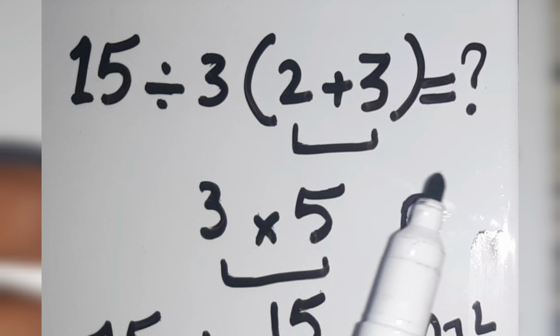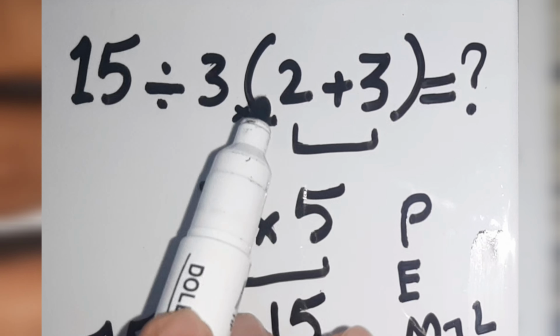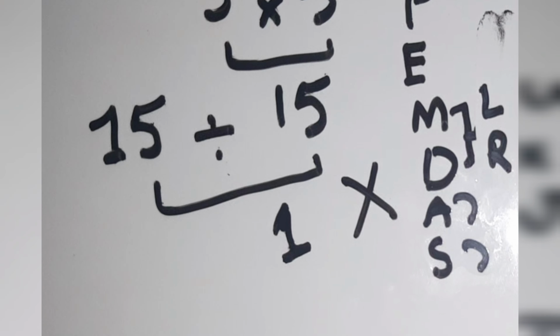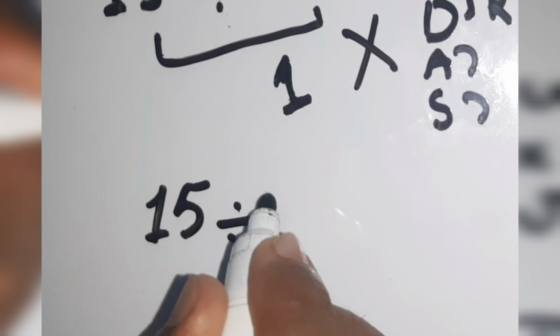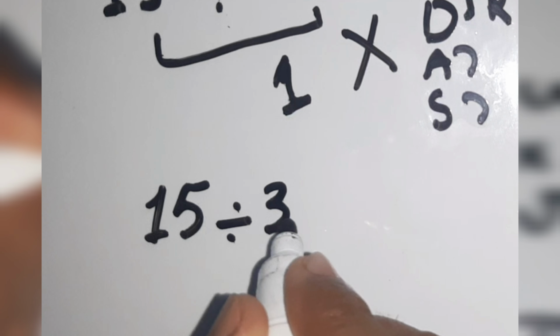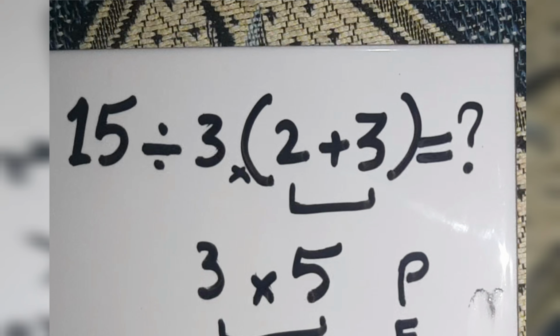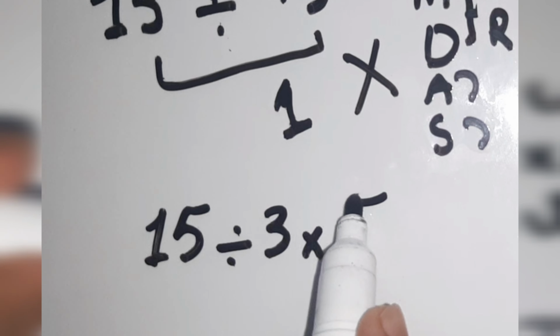So here in this expression, 15 divided by 3 times, and parenthesis means first we do the parenthesis. So 15 divided by 3 times, now 2 plus 3, here 2 plus 3 gives us 5.